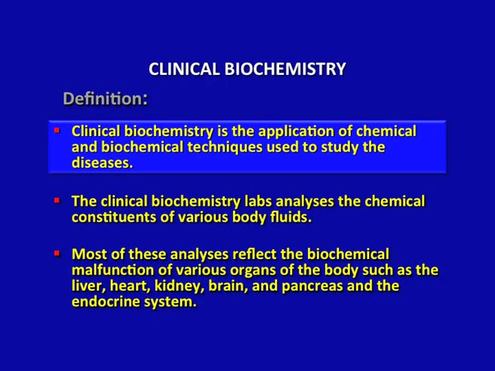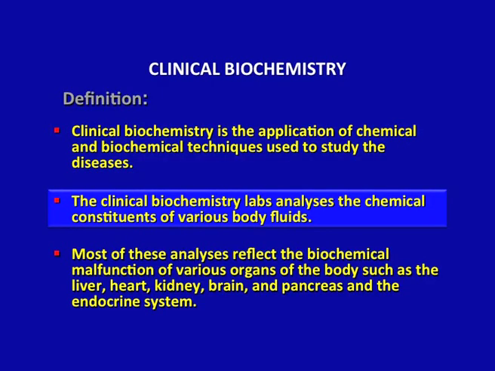And today's topic is clinical biochemistry, in which we are going to study how a disease is identified or detected and treated and other parameters are done. Clinical biochemistry is an application of chemical and biochemical techniques used to detect diseases. The clinical biochemistry labs estimate the chemical constituents of various body fluids, and the body fluids include the blood sample, urine sample, cerebrospinal fluid samples or tissue histopathology.